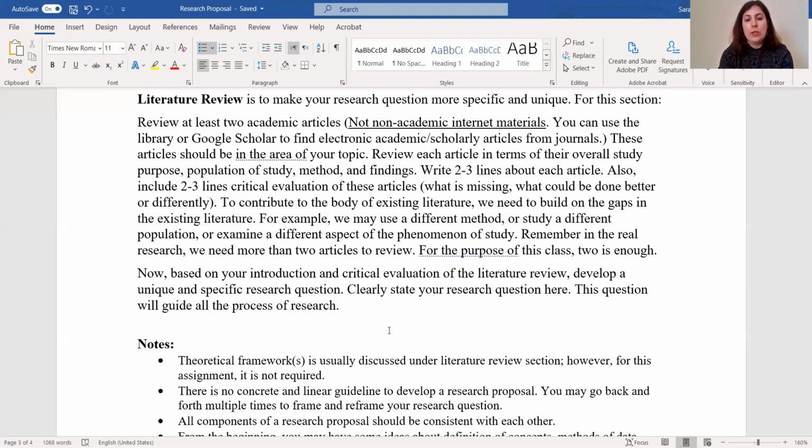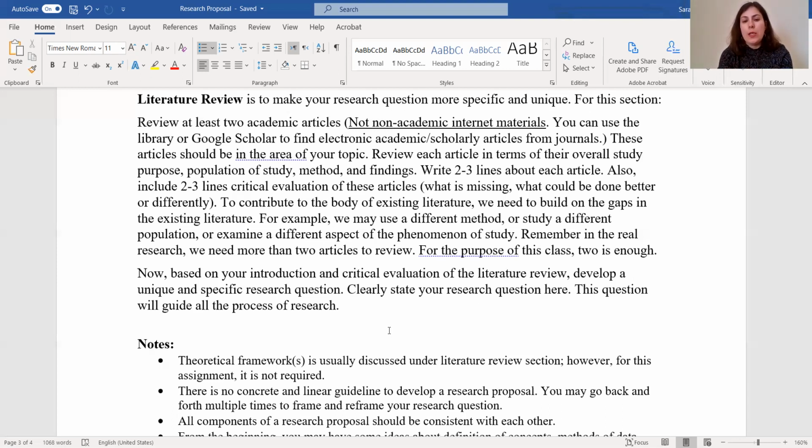Although it's important to replicate some research studies sometimes, for this research class or in general, we like to contribute something new. Then try to have a unique research question and state your research question in the proposal, and I'm gonna provide feedback for you to reframe and to make a clearer research question, because the research question is gonna guide all your research process.